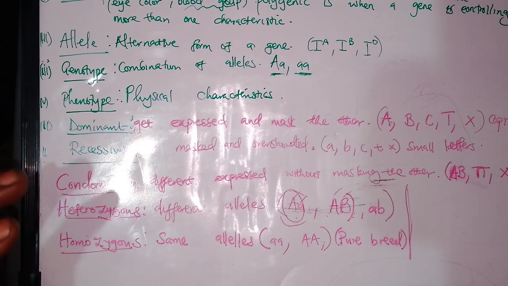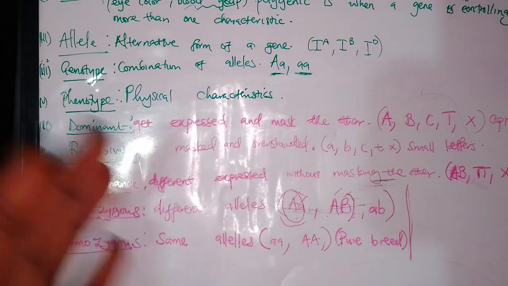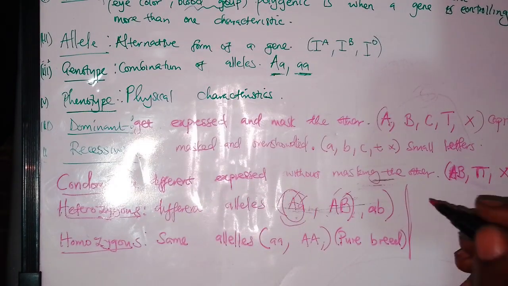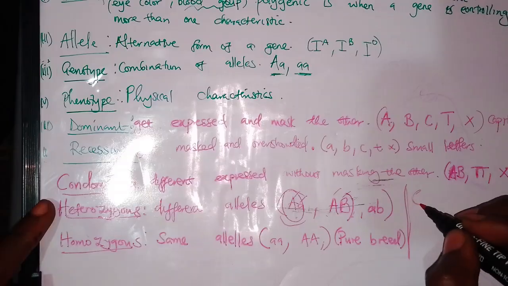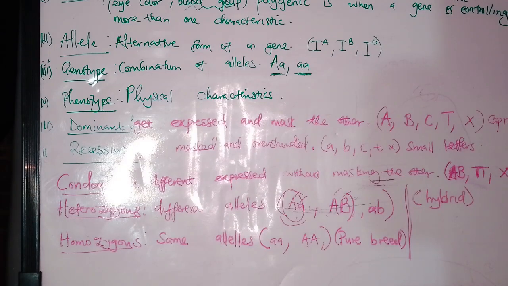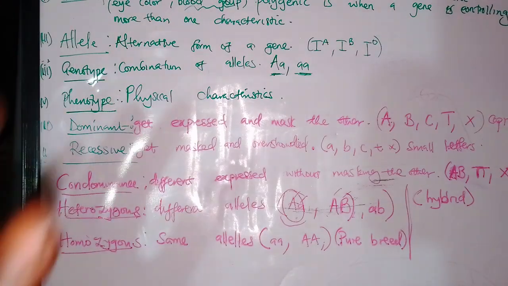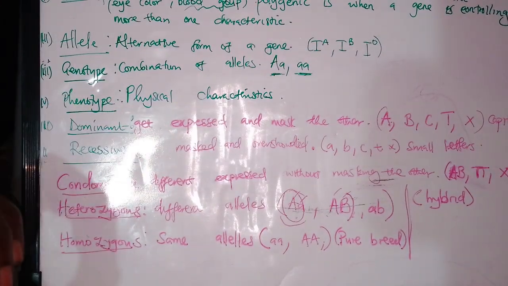Then the last part is the heterozygous. Organisms that have different alleles are known as hybrid. So whenever you hear the word hybrid and purebred, this means heterozygous and homozygous respectively. These are the terms which you need to understand.